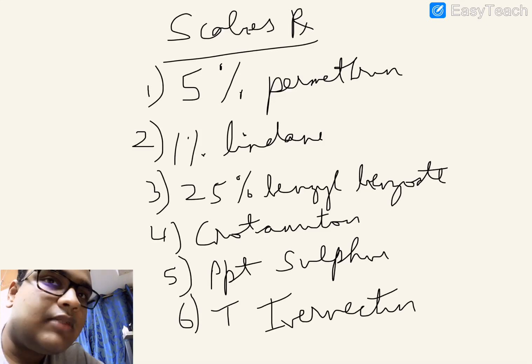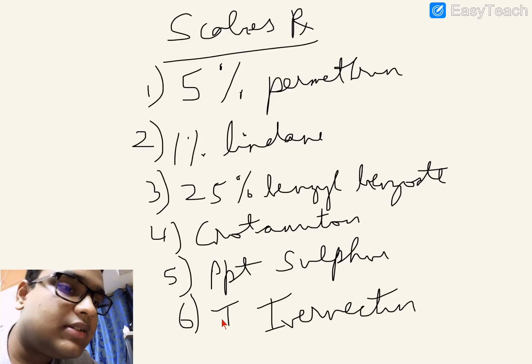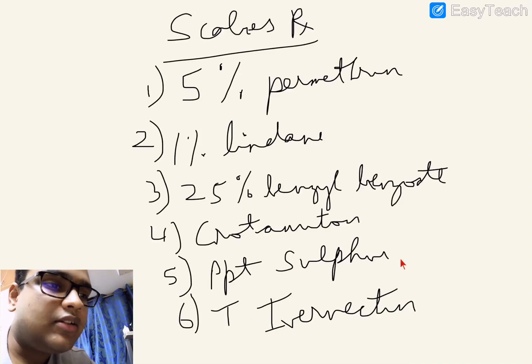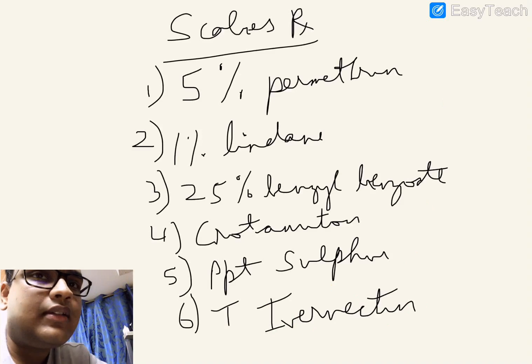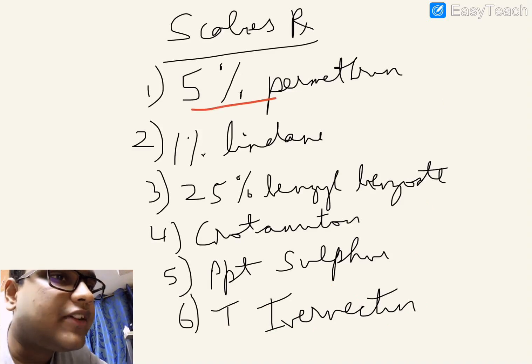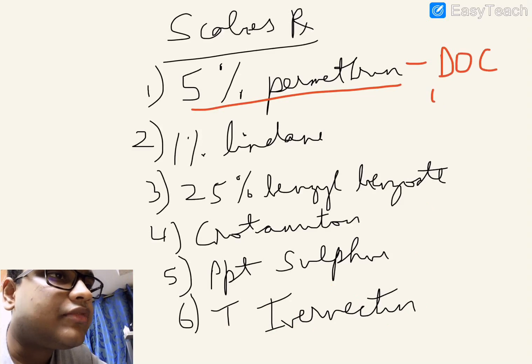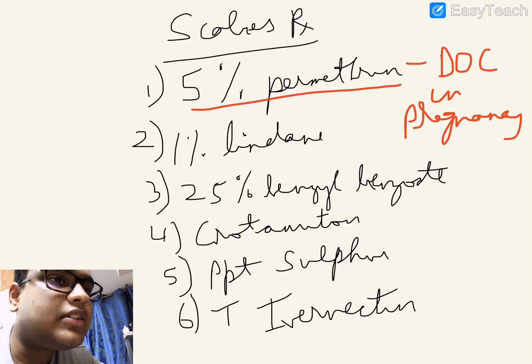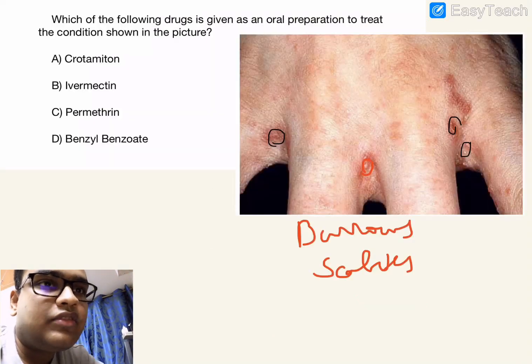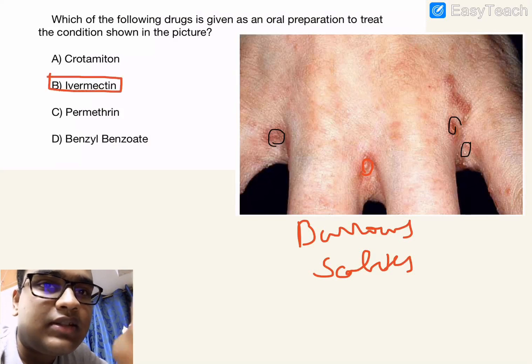So as you can see, among these, the only oral preparation is this. It comes in tablet form, which is ivermectin. And all these are topical preparations. One more question which they can ask is that 5% permethrin is also drug of choice in pregnancy. So scabies with pregnancy, you give 5% topical permethrin cream. So now coming to this question, the oral preparation given here is ivermectin. So the answer is B, ivermectin.